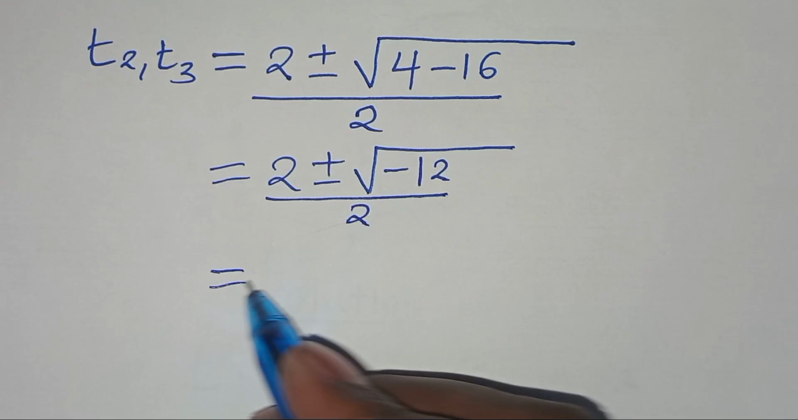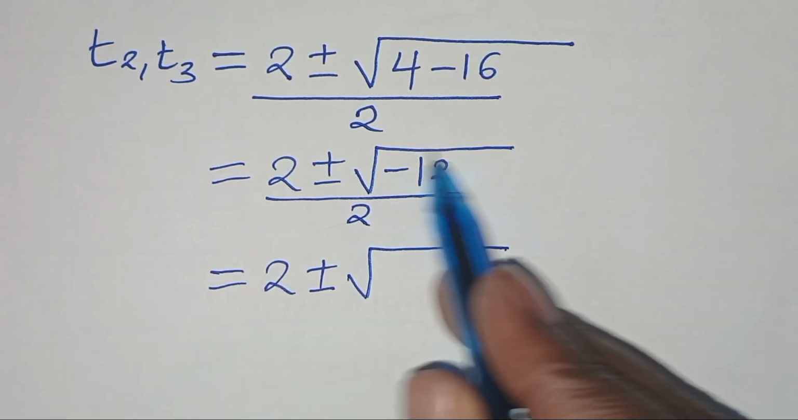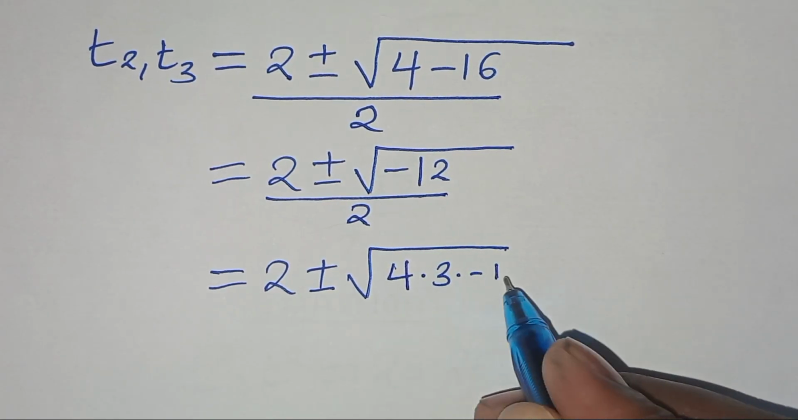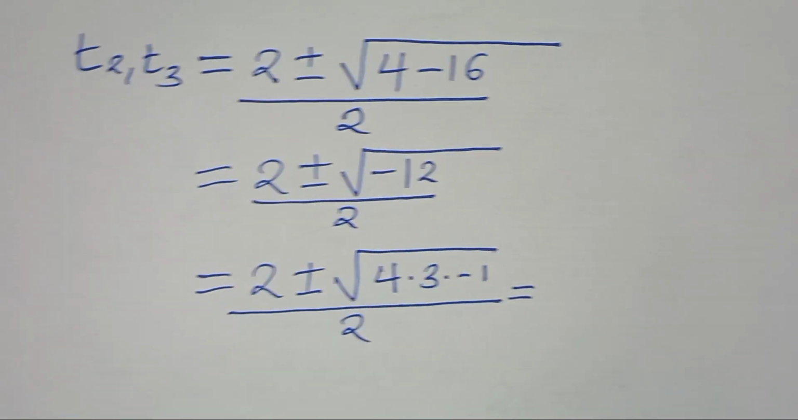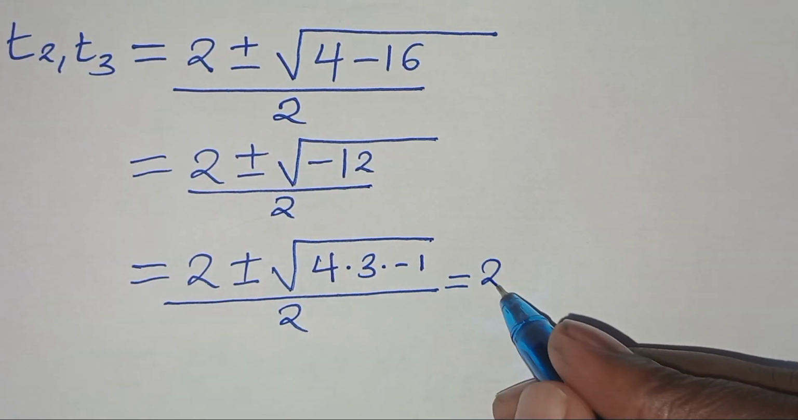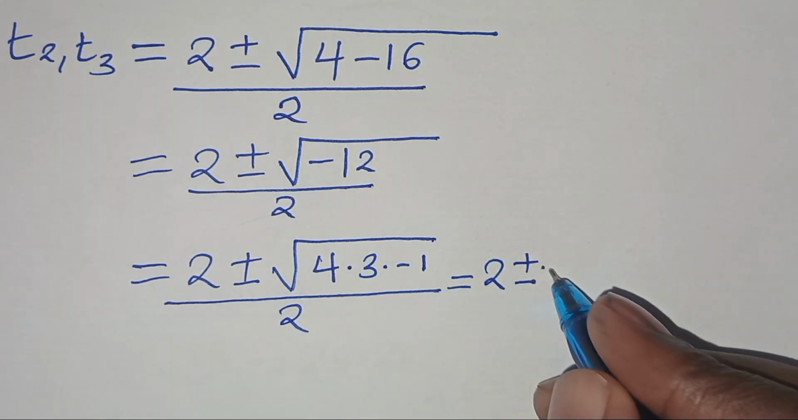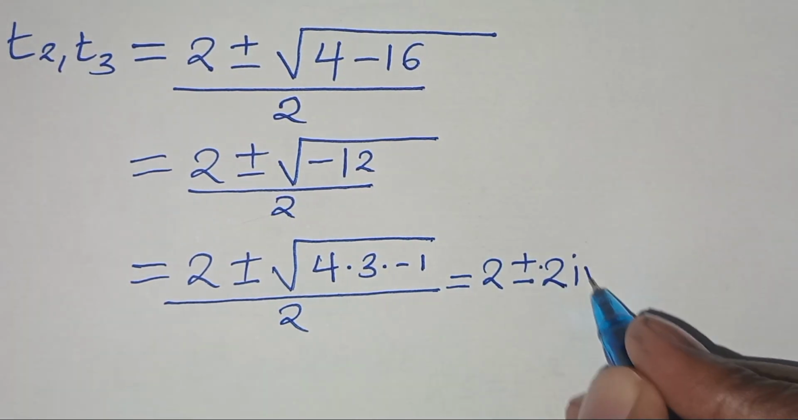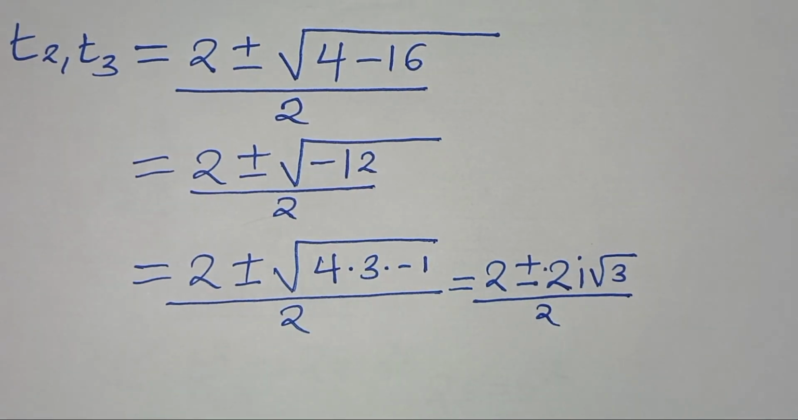So this is equal to 2 plus or minus. We can express the square root of minus 12 as 4 times 3 times minus 1 divided by 2. Now the square root of 4 is the same thing as 2. The square root of minus 1 is i, then square root of 3 divided by 2.